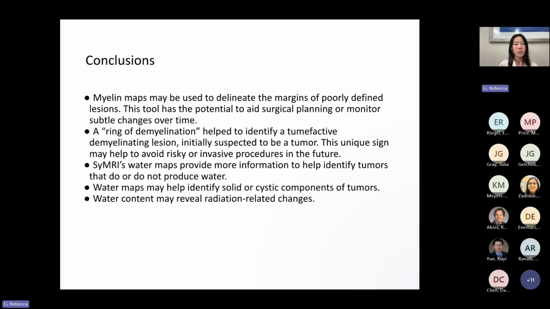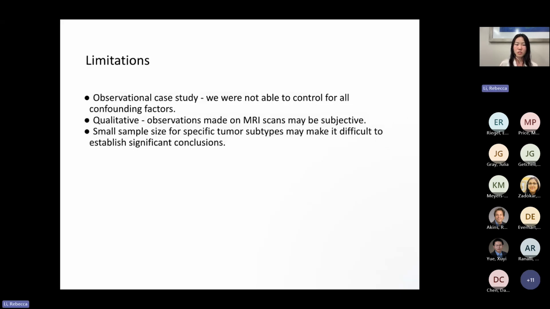The water maps can also provide us more information, especially in that case where we did not observe water in the tumor, which helped refine the diagnosis where they initially suspected it to be a choroid plexus papilloma. And the water map may also help us monitor radiation-related changes.